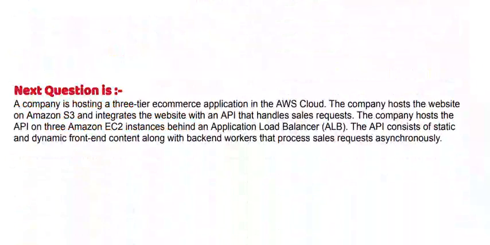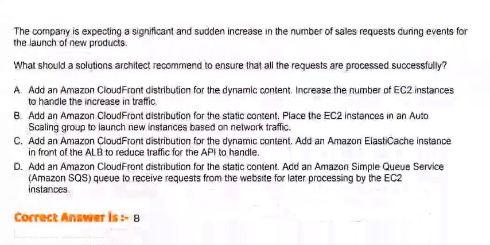Next question is, a company is hosting a three-tier e-commerce application in the AWS cloud. The company hosts the website on Amazon S3 and integrates the website with an API that handles sales requests. The company hosts the API on three Amazon EC2 instances behind an Application Load Balancer. The API consists of static and dynamic front-end content along with backend workers that process sales requests asynchronously. The company is expecting a significant and sudden increase in the number of sales requests during events for the launch of new products. What should a solutions architect recommend to ensure that all the requests are processed successfully?